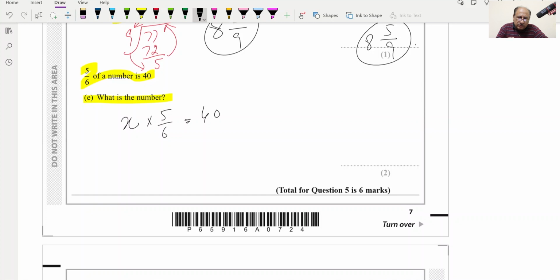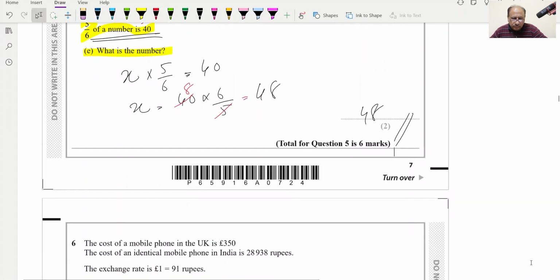This is by the condition of the question. Now we can find the x value. X will be equal to 40 multiplied by 6 over 5, and with cancellations, 5 eights are 40 and 8 sixes are 48. So the answer will be 48. This is a 2 marks question which we are done.